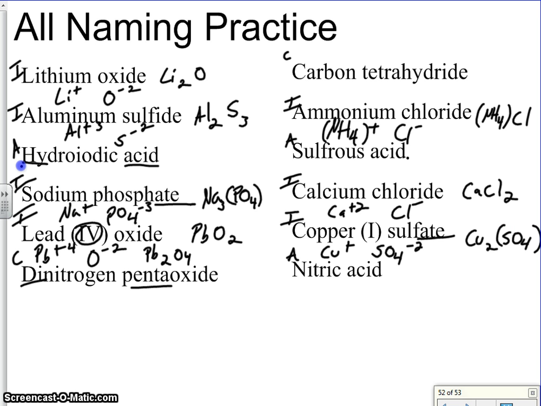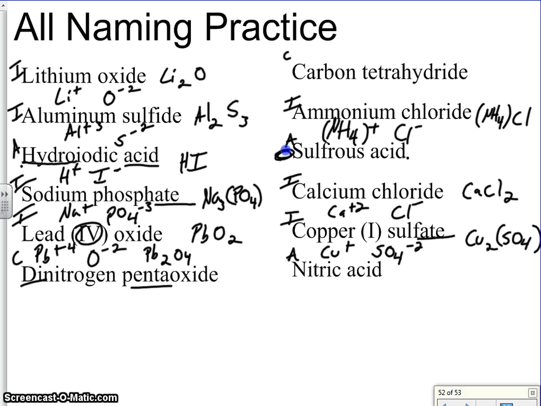Notice the prefix here, hydro. Hydro tells us binary, which means we are not dealing with a polyatomic ion, we're dealing with an element from the periodic table. So this next piece of it tells us what element we're dealing with. Iodic tells us iodine, which has a negative 1 charge. Acid, remember, tells us that there's a hydrogen out in front, because by definition, all acids start with hydrogen, at least the definition we're using. Cross and swap, HI.